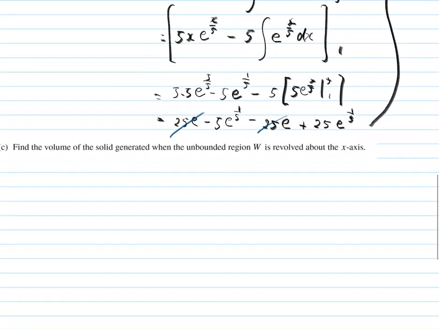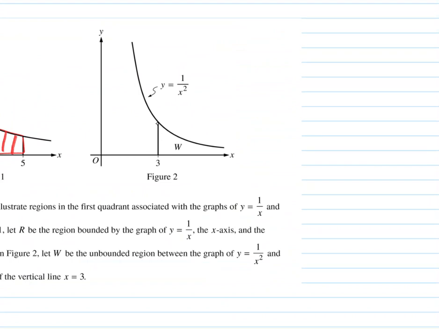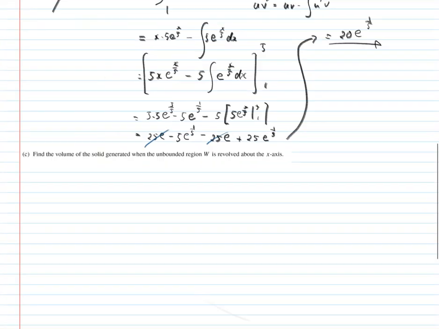Alright, the final part: find the volume of the solid generated when the unbounded region W is revolved about the x-axis. Here again, this is W, and what it means by being unbounded is that though the graph is getting really close, approaching the x-axis, it never touches. But if you see the graph really far away, it looks like it's touched. And you revolve it about the x-axis. Now you're going to have millions of disks piled up onto each other.